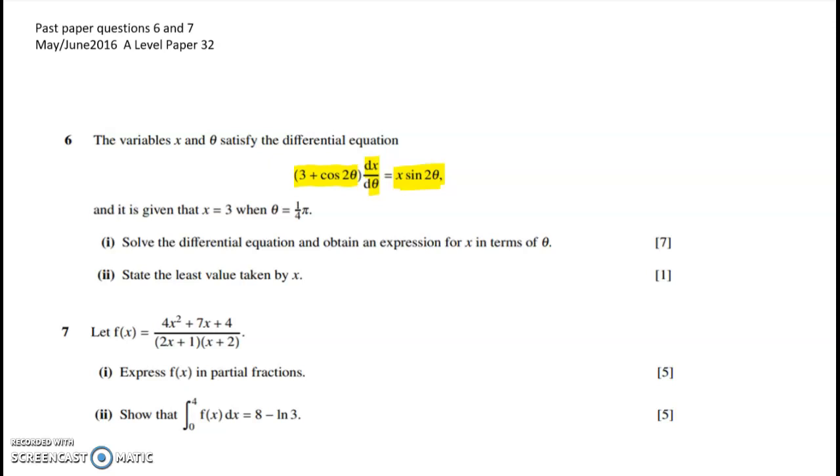We're given that when x is 3, theta is equal to pi on 4. So we have to solve the DE. We have to get an expression for x in terms of theta. So take that all the way through to making x the subject. And then we have to state the least value taken by x. So this is a really nice little 1 mark icing on the cake question.